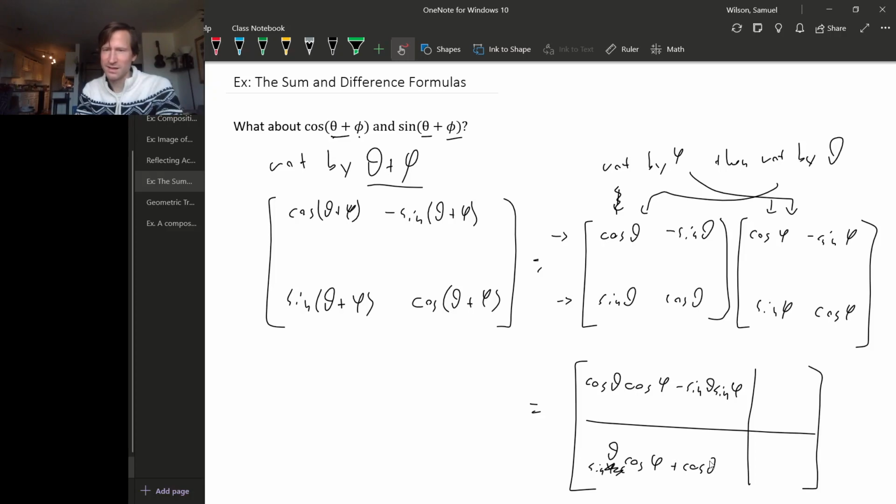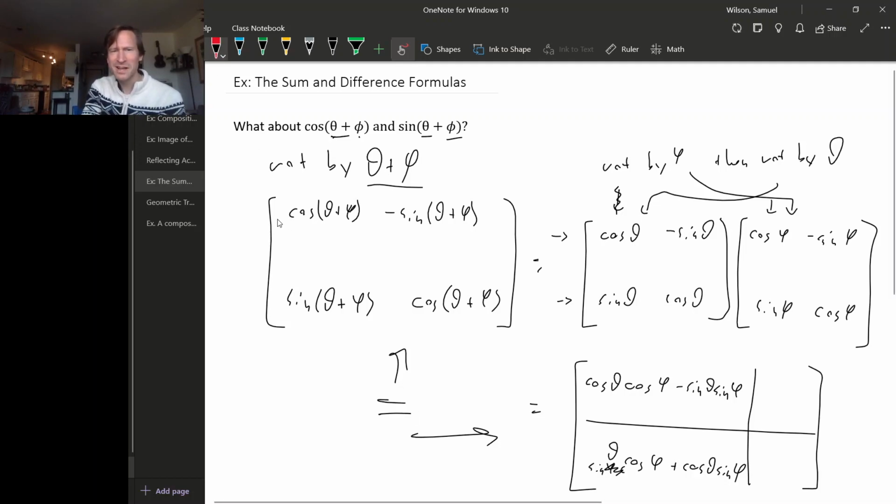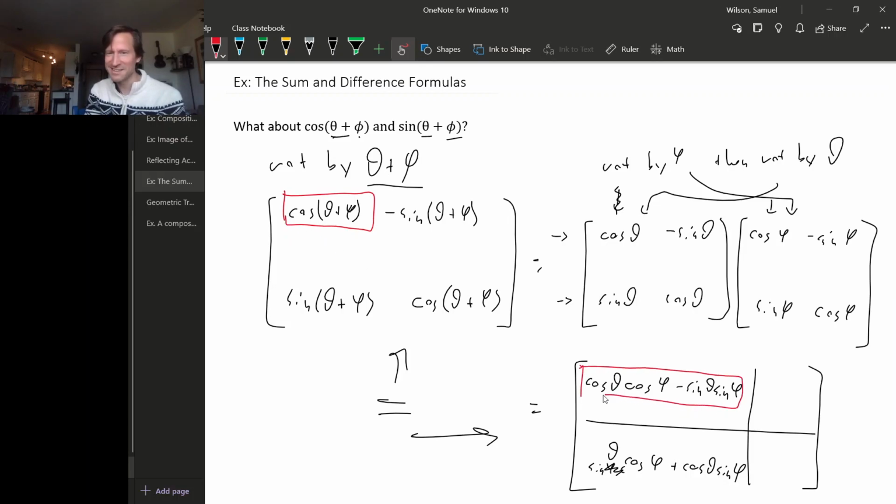Well, these matrices both represent rotation by theta plus phi, so these matrices have to be equal. In particular, that means that cosine of theta plus phi has to be equal to cosine theta cosine phi minus sine theta sine phi. And sine of theta plus phi has to be equal to sine theta cosine phi plus cosine theta sine phi. In other words, what we just did is we discovered the addition formula for sine and cosine.